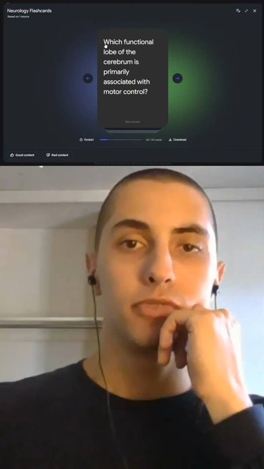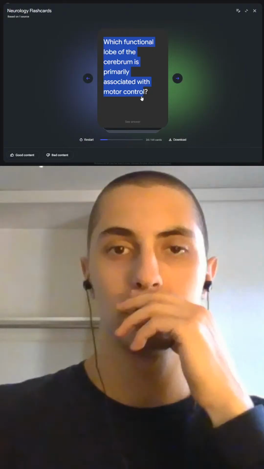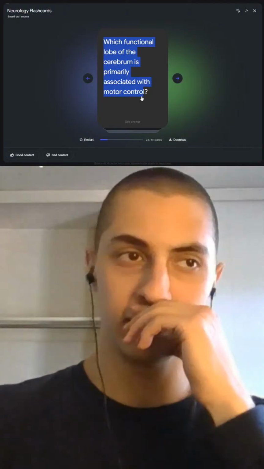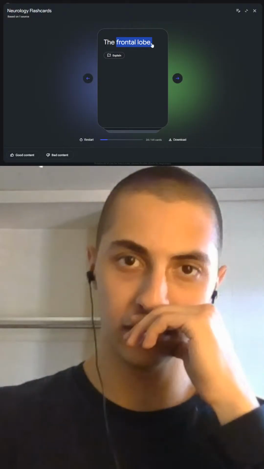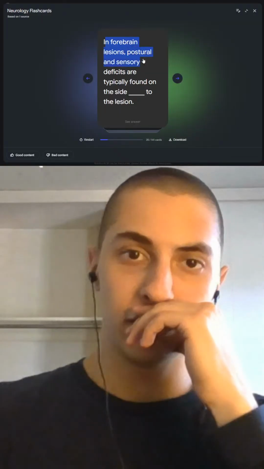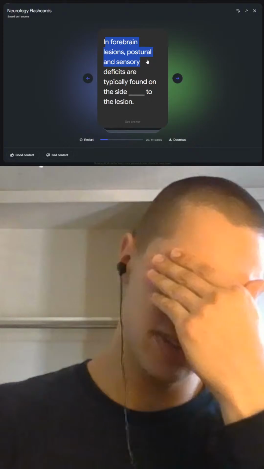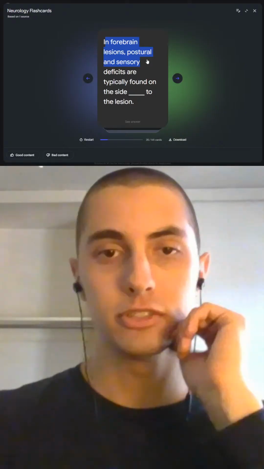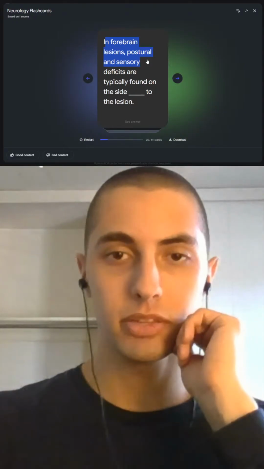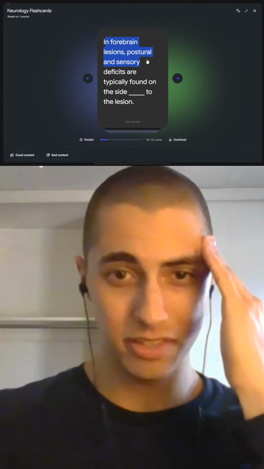Which functional lobe of the cerebrum is primarily associated with motor control? Oh man. Telencephalon? No. Frontal lobe. In forebrain lesions, postural and sensory... I don't even think the telencephalon is part of the cerebrum. Isn't that part of the brainstem? I don't know. In forebrain lesions, postural and sensory deficits are typically found on the side same to the lesion, or equivalent to the lesion.